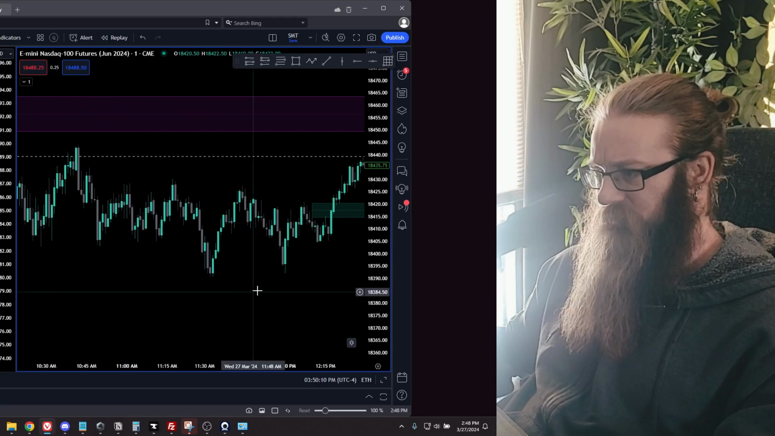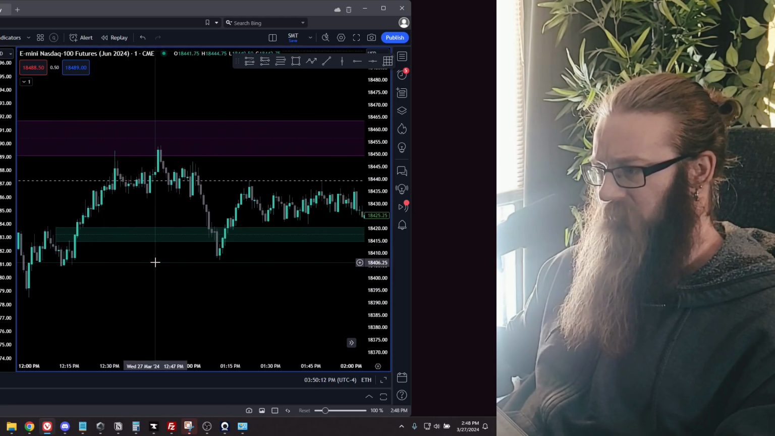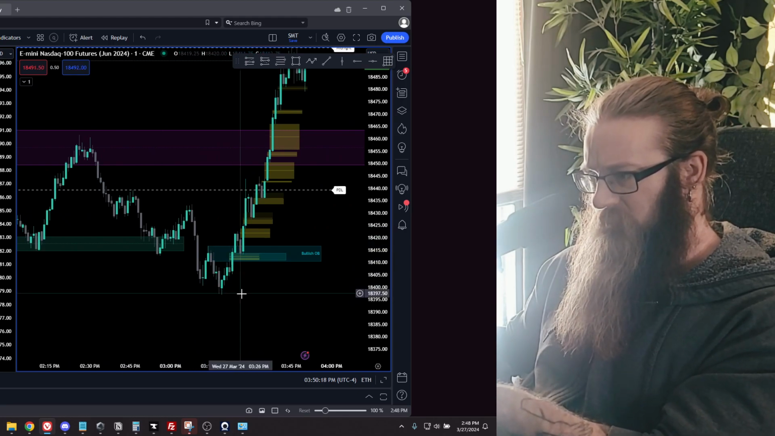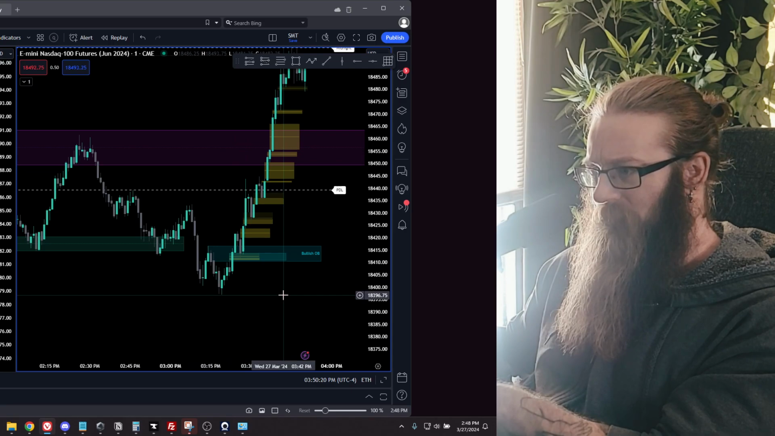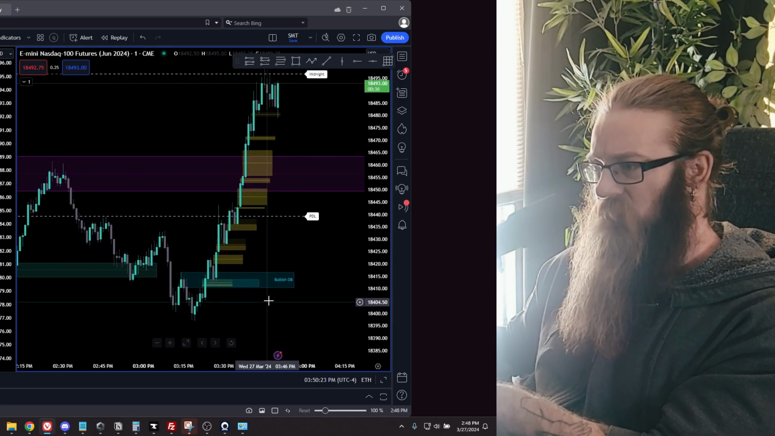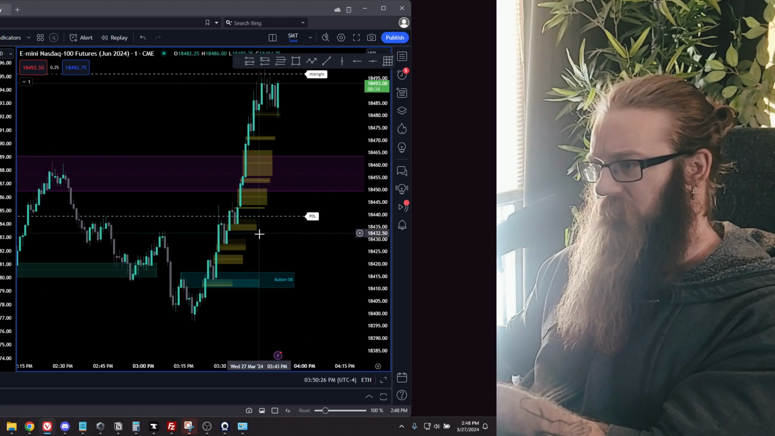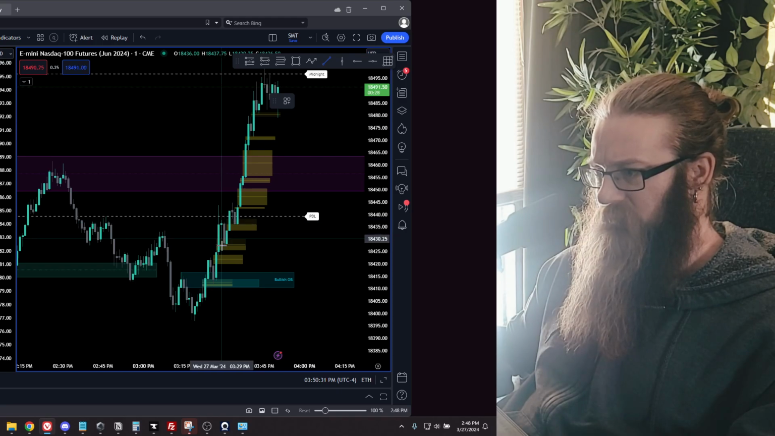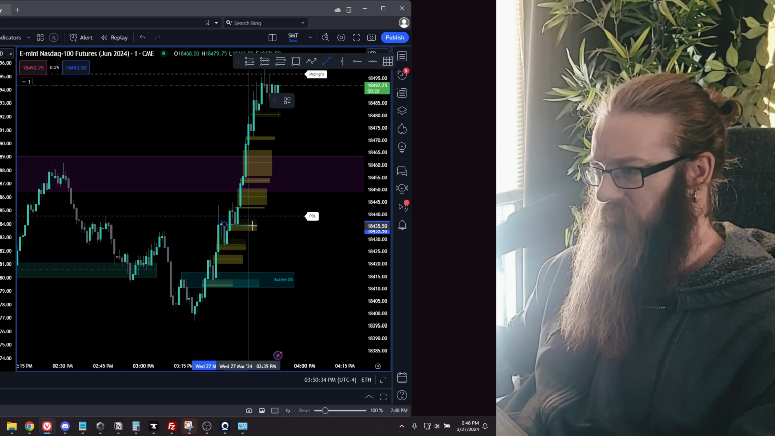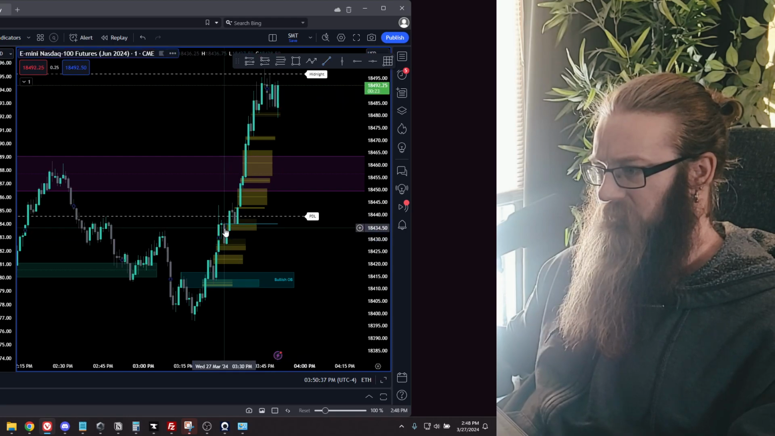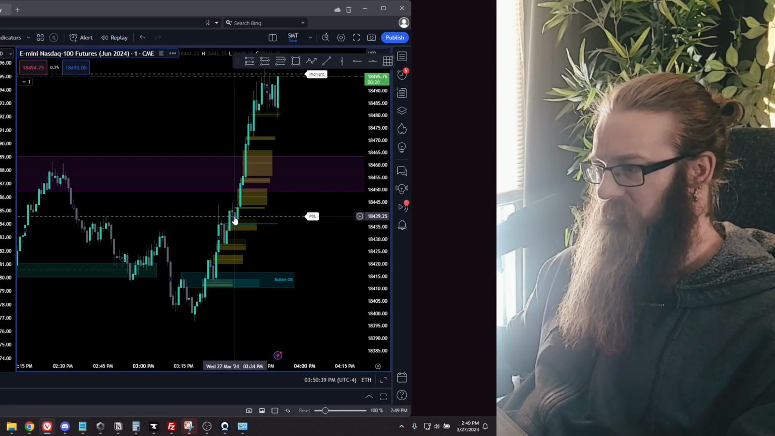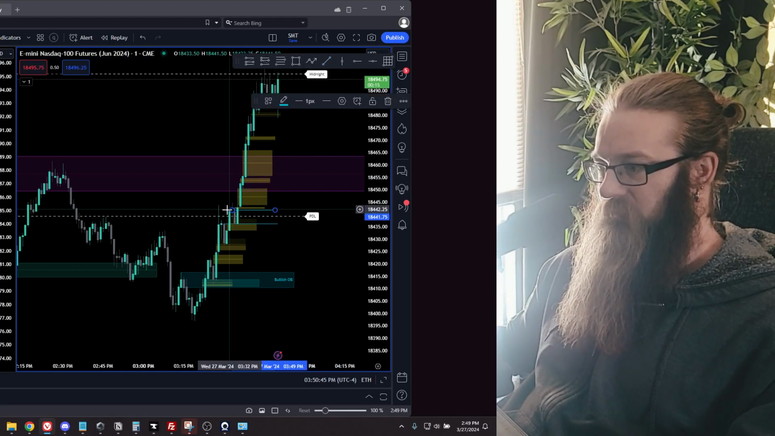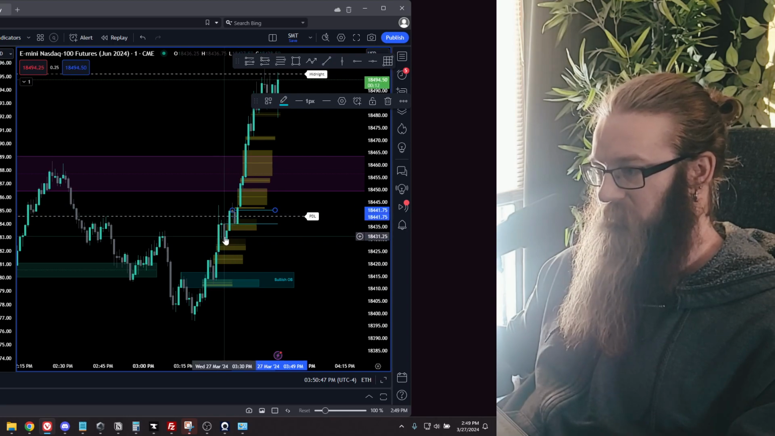Propulsion blocks are basically double stacked order blocks. I'm going to try to find one. It doesn't get traded into, but there is a propulsion block here. So we've got a down close candle, up close over it. So that makes that down close candle an order block. And then we retrace into it, up close above it. So we've got another order block. This is a propulsion block.